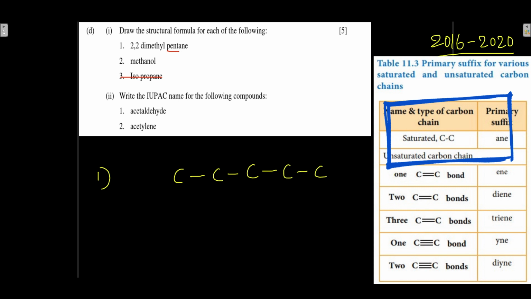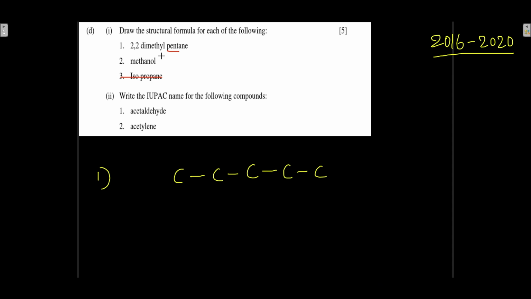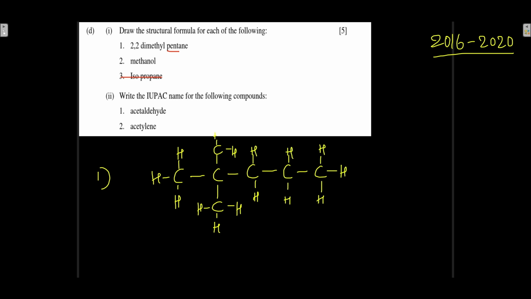Ane means all are single bonds. And you have 2,2-dimethyl, so this is the substituent. Dimethyl means there are two methyl groups, and 2,2 represents the position of both methyls. So both are at the second carbon. You write one methyl here, another methyl here. Now just satisfy the valency of carbon by hydrogen. Show hydrogen for all the carbons. So this is the structural formula for 2,2-dimethyl pentane.